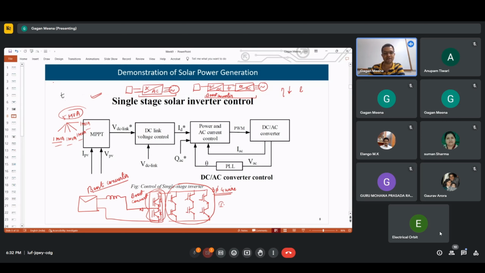Okay, so we have this DFIG generator, and the input here is the turbine. In the lab we can have this DFIG, but how do we get the turbine in the lab? For that, what we are doing is a wind emulator.